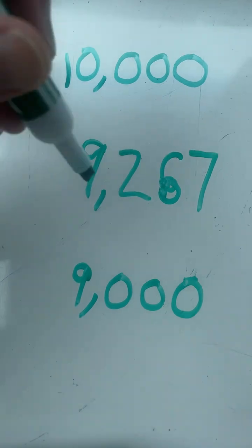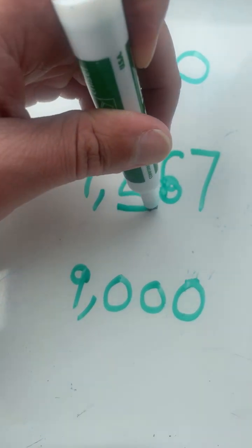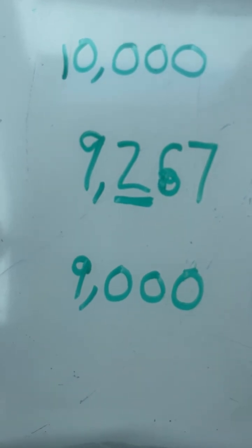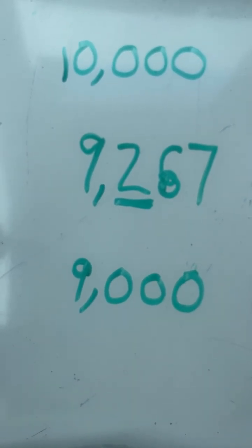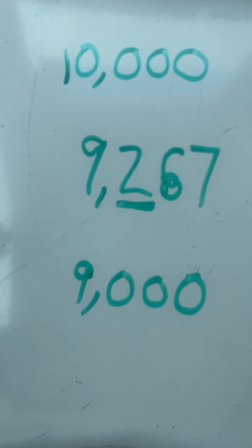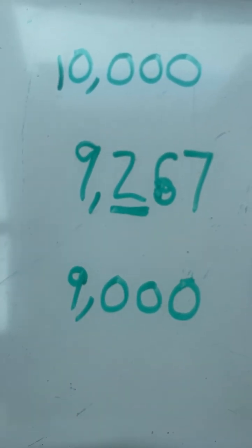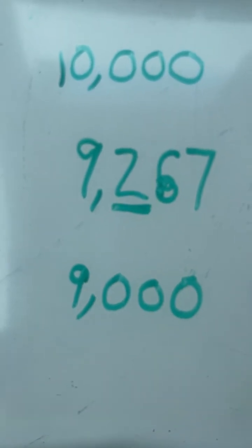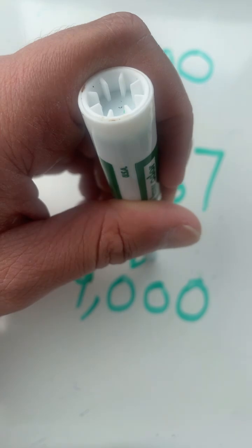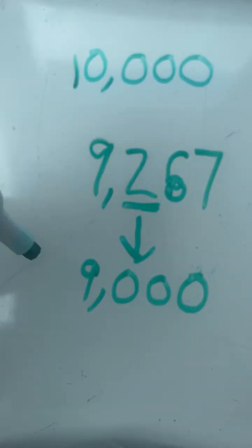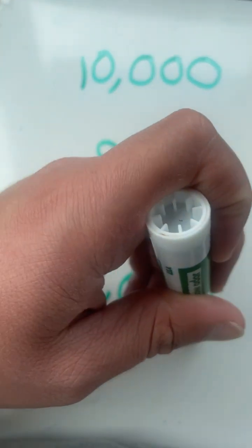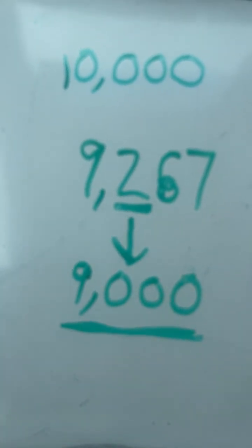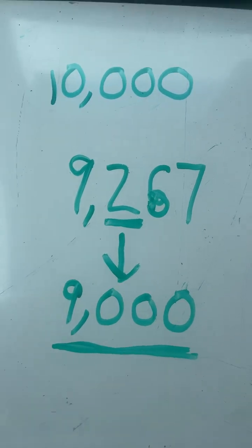So now I'm looking at the digit in the hundreds place. The digit in the hundreds place is a 2. So 4 or less, we round down. If we were rounding 9,267 to the nearest thousand, we would round down. So 9,267 would round down to 9,000. All right, next example.